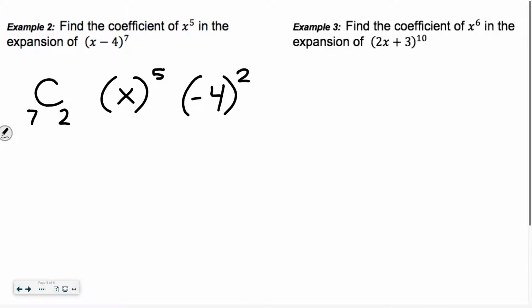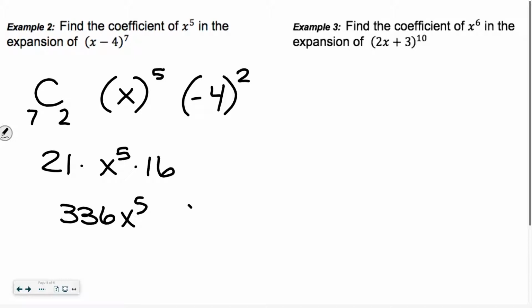Can someone do combination 7 choose 2? I don't know that one. 21. 21 times x to the 5th times 16. Give us a number there. 336. x to the 5th is the term, so the coefficient is 336.